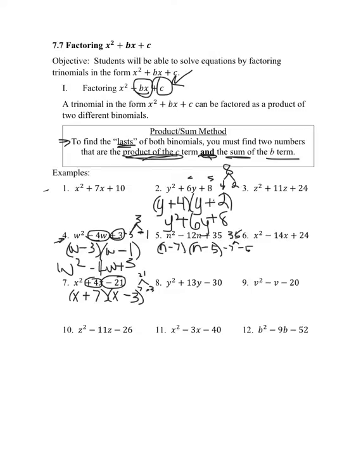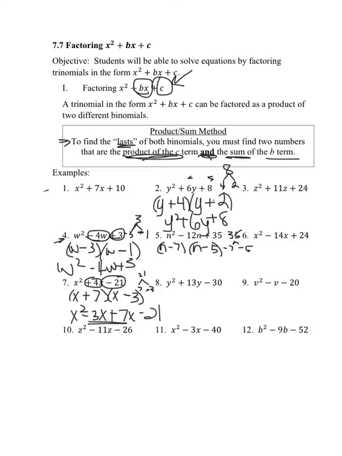So x times x gives me x squared. And then I'll go all the way out. X times negative 3 gives me negative 3x. Inners, 7 times x gives me a positive 7x. Lasts, 7 times negative 3 gives me a negative 21. And you see when you put these two together, that will give you that positive 4x. So it's kind of like a puzzle.